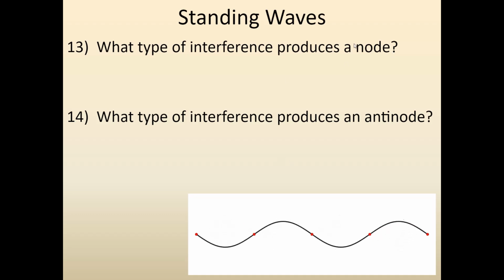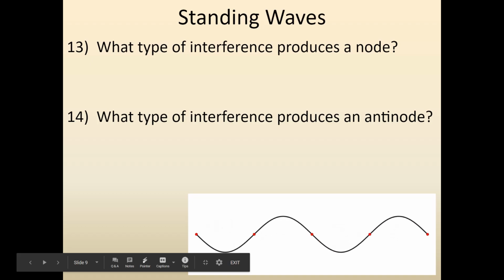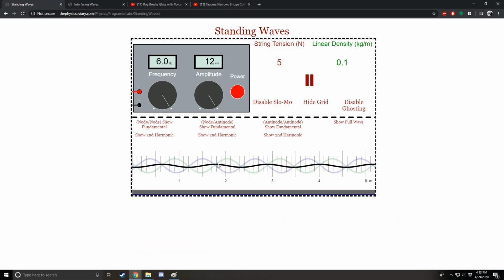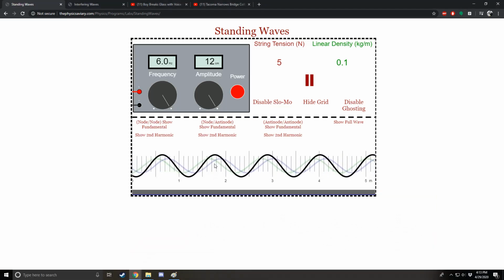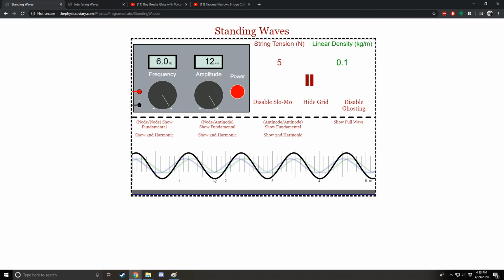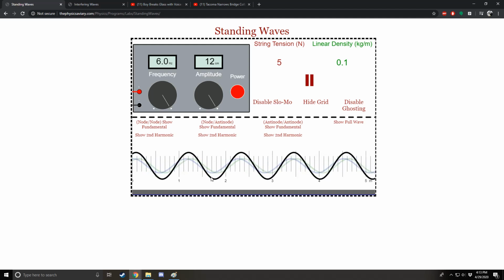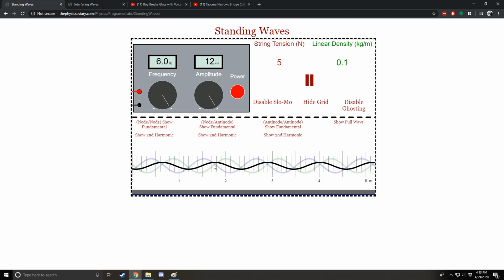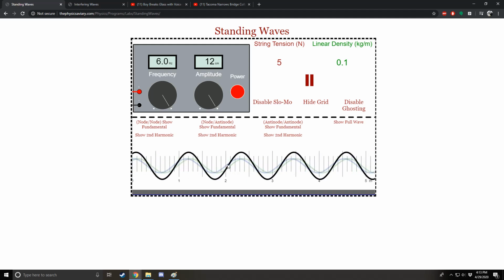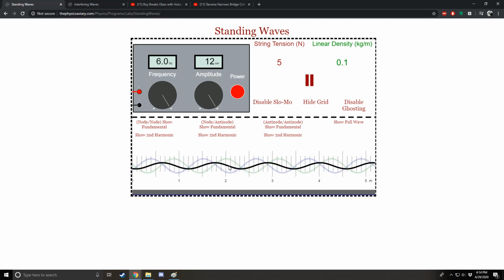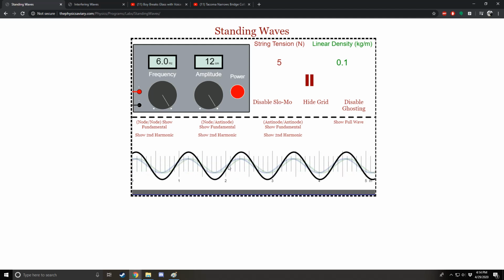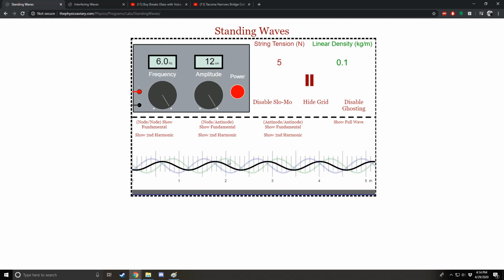All right, so what produces a node? Well, if we go back to my little animation, this is a node. And if you look at the green and purple waves, it's always when the two crests meet and when the two troughs meet. That is constructive interference. So, this is for the antinode. The antinode is created by constructive interference. The node right over here is where the crest of one wave and the trough of the other is meeting up. So you can see the crest and trough.